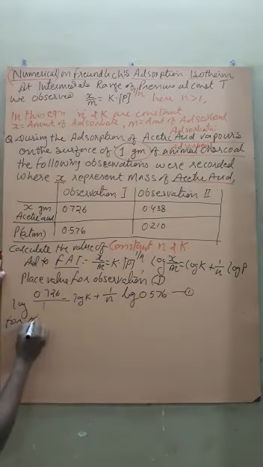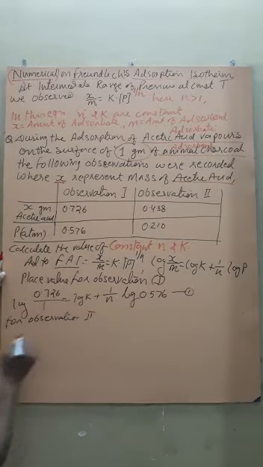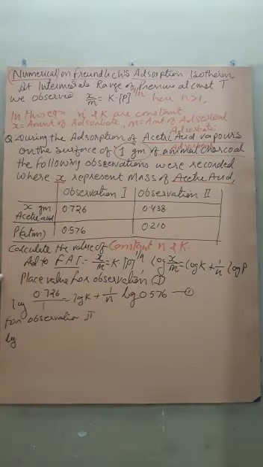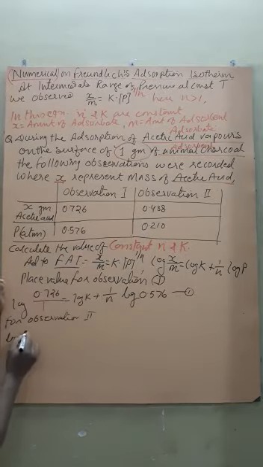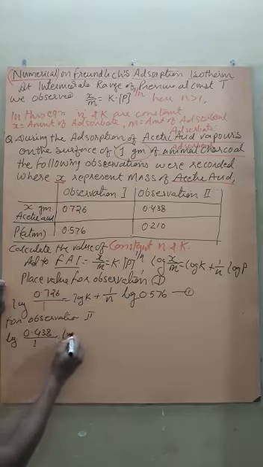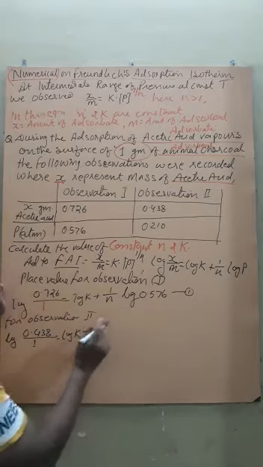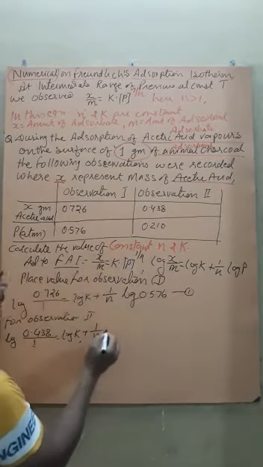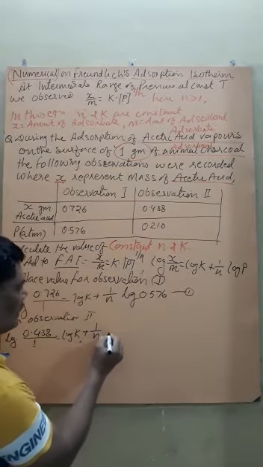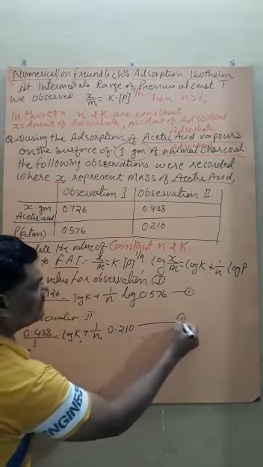For observation 2, we can write log. Now observation 2, the quantity of X is 0.438 divided by 1 is equal to again log K, which we have to find, plus 1 upon n, and in case of log P we can write 0.210. This is observation number 2.